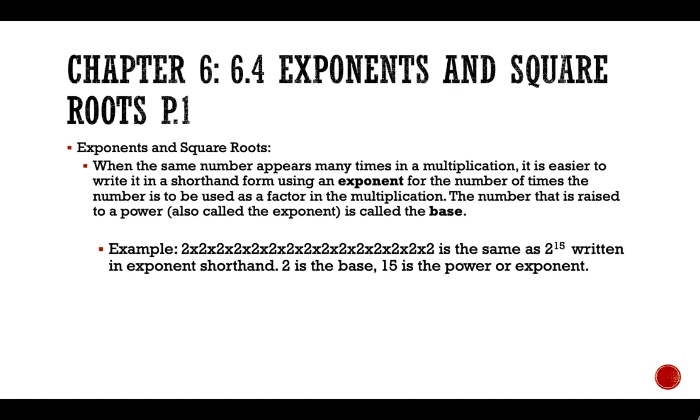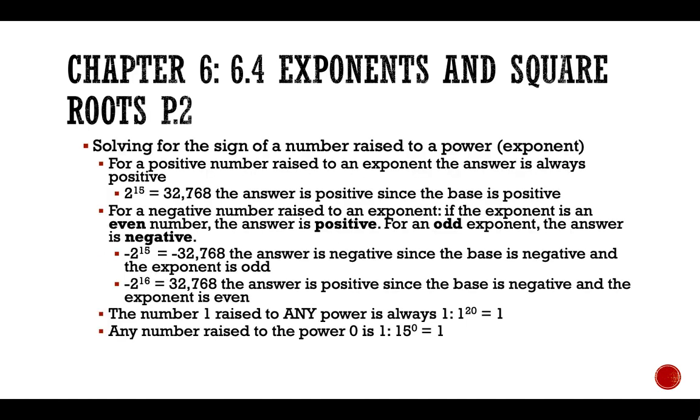Exponents and square roots. When the same number appears many times in the multiplication, it is easier to write it in a shorthand form using an exponent or power for the number of times the number is to be used as a factor in the multiplication. The number that is raised to a power is called the base. As an example, 2 times itself 15 times is the same as 2 to the power of 15 written in exponent shorthand. 2 is the base, 15 is the power of the exponent.